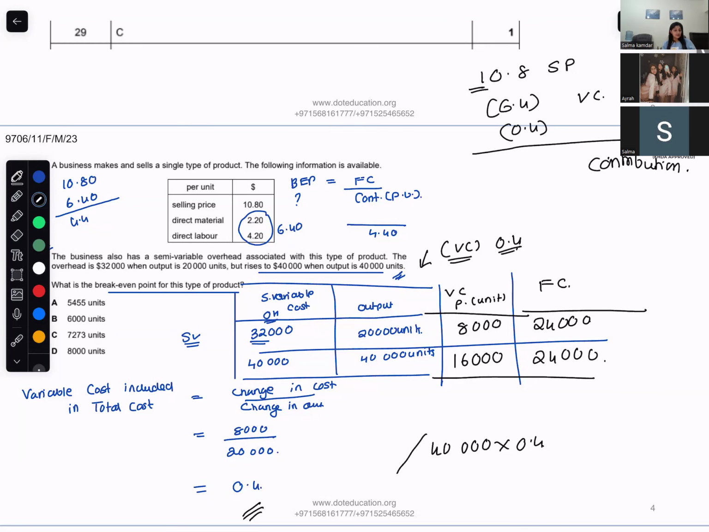It's 6.8. 10.8 minus 6.4 minus 0.4 is 4. So contribution is 4 per unit. So what is fixed cost? Fixed cost is 24,000. Contribution is 4 per unit. So my break-even point will become how much? 6,000 units. So the answer is option B.